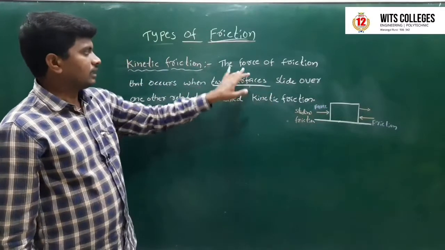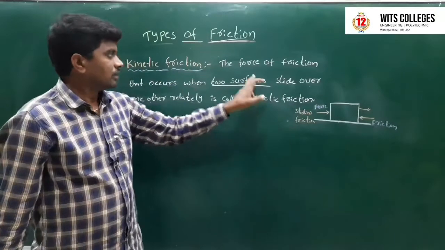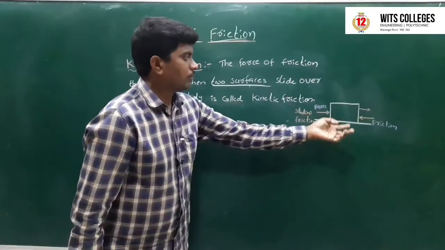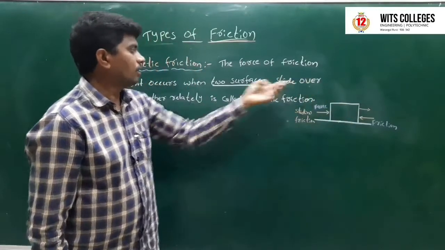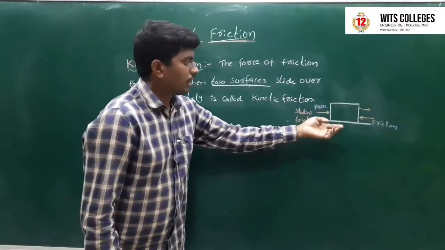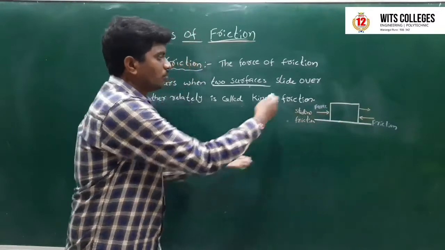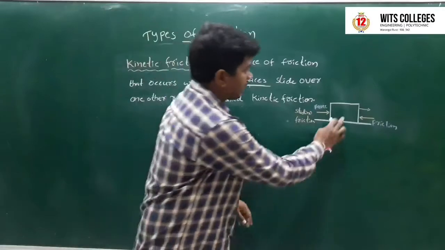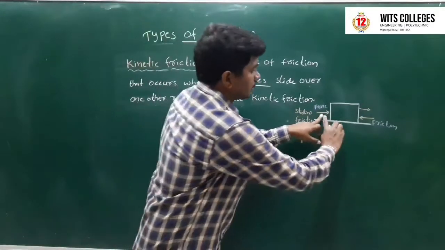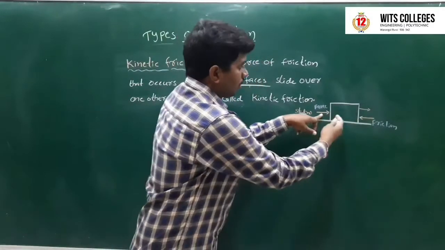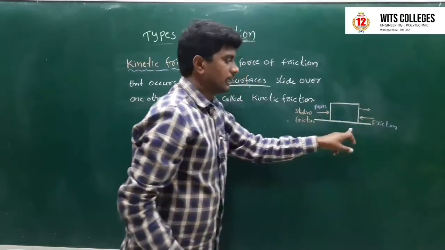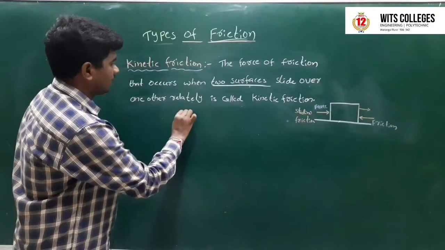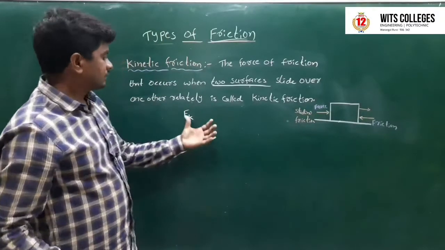Repeat once again. What is kinetic friction? The force of friction that occurs when two surfaces, for example table and book, slide over one another, moving from one place to another place, is called kinetic friction. From the diagram, the force is opposite to the friction, so the body is moving easily. Kinetic friction is denoted by Fk.